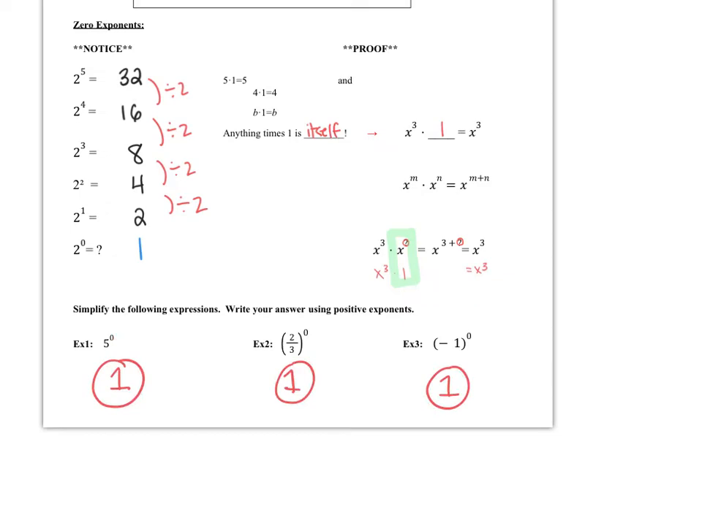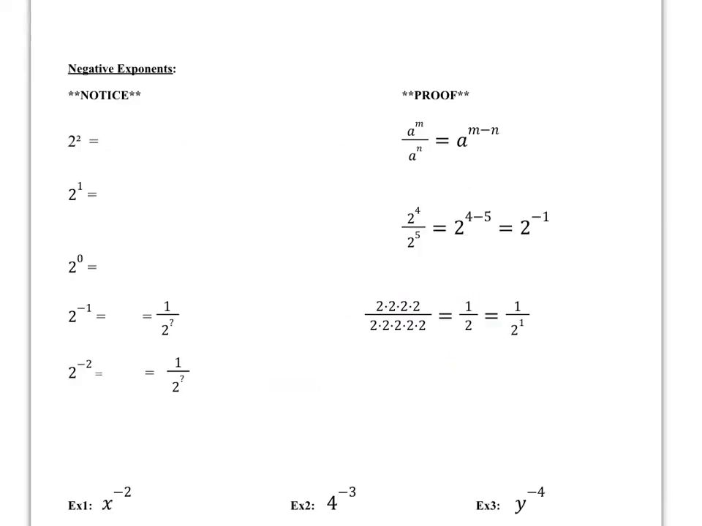Every answer is 1 because we're raising everything to the 0 power. So notice that it doesn't matter if it's a whole number, a fraction, or an integer like a negative number. Anything to the 0 power, no matter what it is, is always going to be 1. Now let's do a similar investigation for negative exponents.